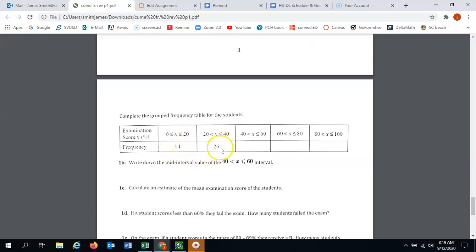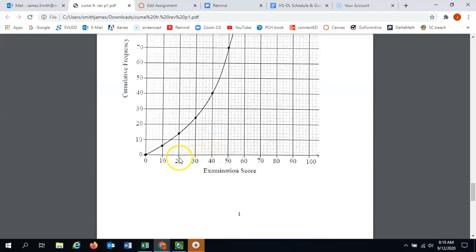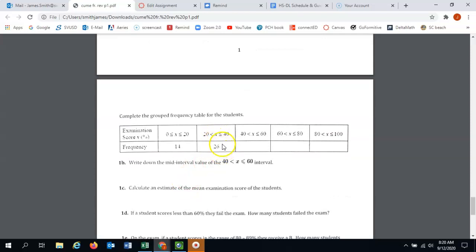If you did that for this one, what about from 20 to 40? From 20, 20 starts at 14 and goes all the way up to 40. So how many terms do we have if we go from the 14th term to the 40th term? Well, if you subtract, that would tell you that there are 26 items within that group. So that's where they're getting the 26.